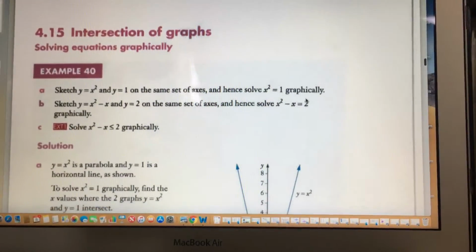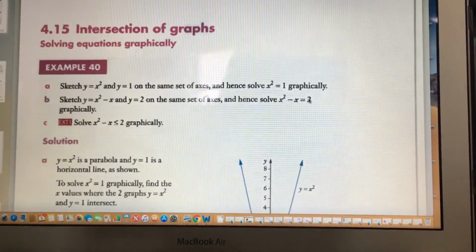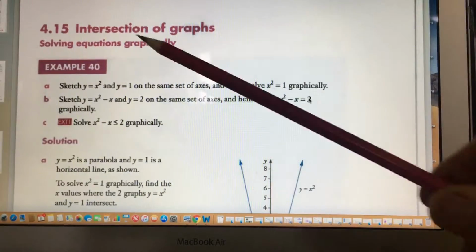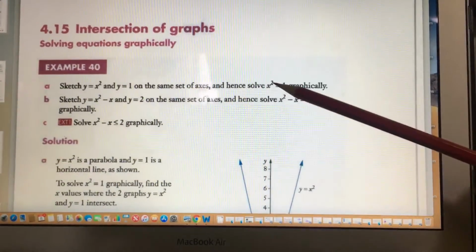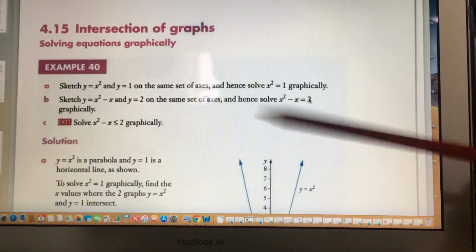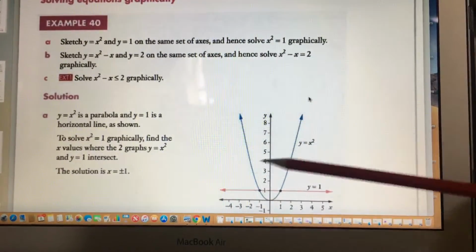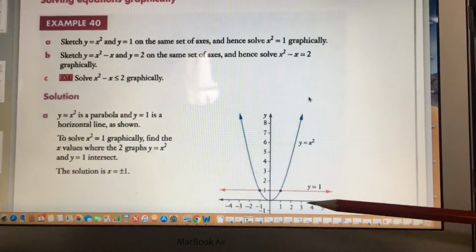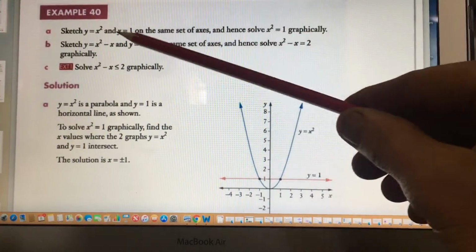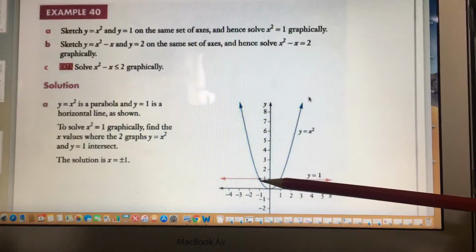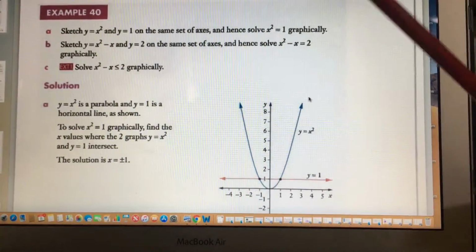Okay, so intersections of graphs. And we're just going to go straight into some examples here. So we have: sketch y equals x squared and y equals 1 on the same set of axes, and then solve x squared equals 1. So let's go straight to that. So here's y equals x squared, here's y equals 1, pretending it's drawn on Desmos. And you can see that where they equal each other is when the y's equal each other. It's the points of intersection. So it's 1 and -1. So that's the answer, the plus or minus 1 for the first one.